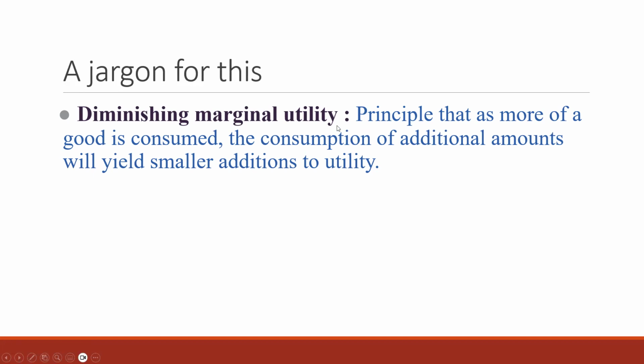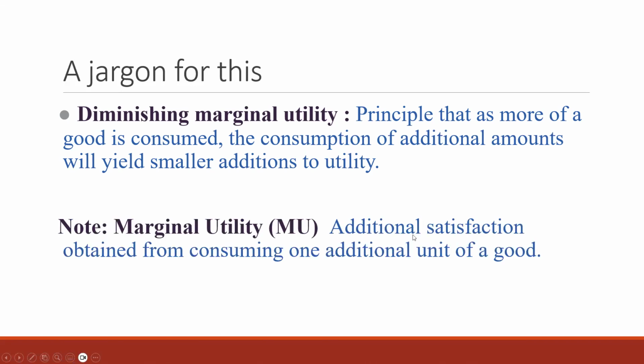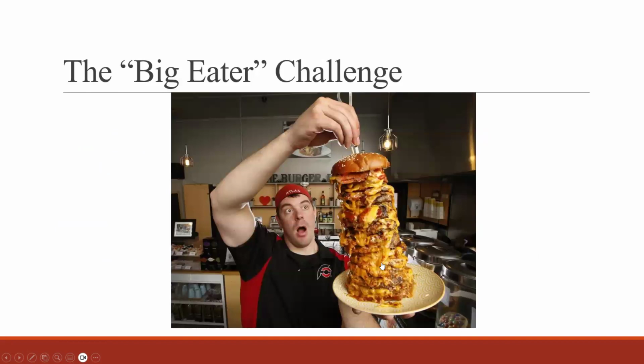So this is a principle that as more of a good is consumed, the consumption of additional amounts will yield smaller additions to utility. This definition is pretty dry, and let me explain this in daily language. So diminishing means decreasing marginal utility, and here marginal utility means additional satisfaction obtained from consuming 1 additional unit of a good. So let's look at this.